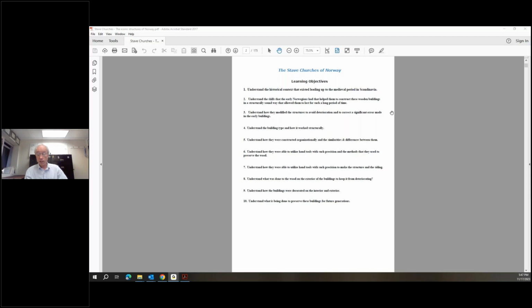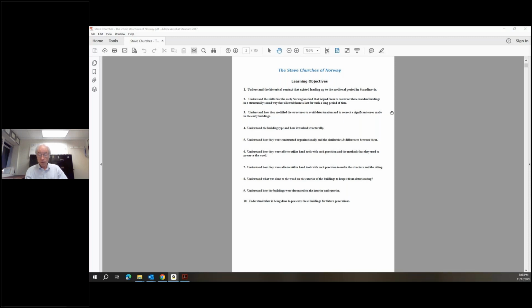We'll also talk about how they preserved the wood. We'll talk about the precision that was necessary to fabricate and install the structural members and siding.